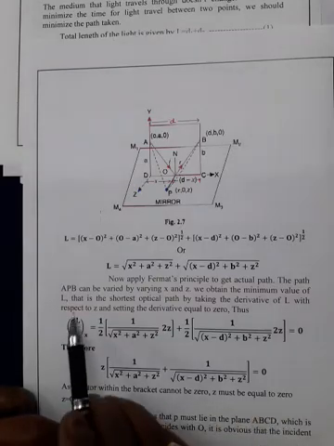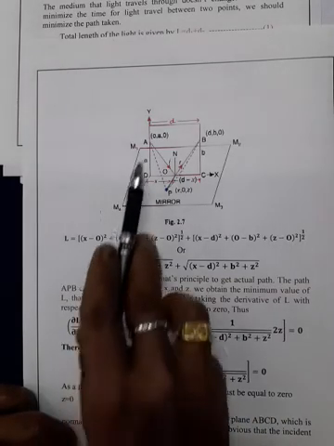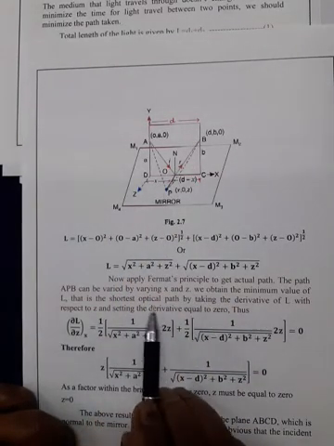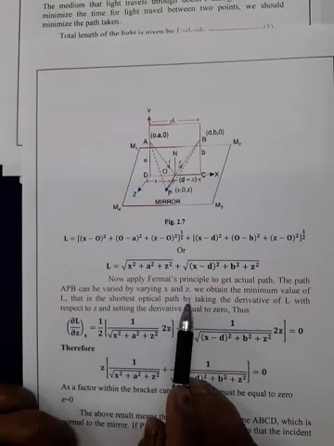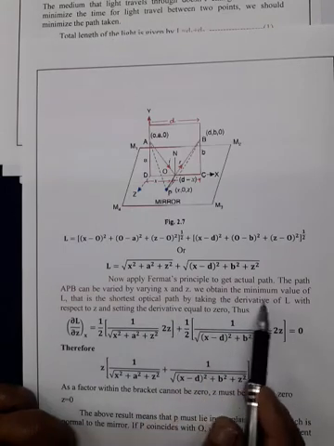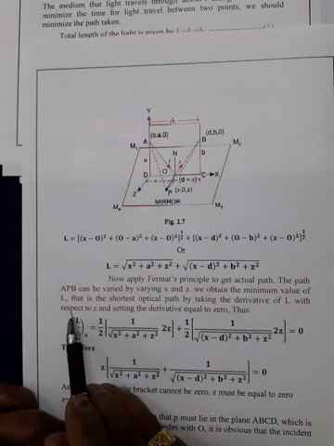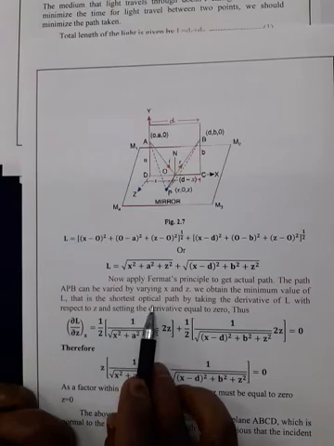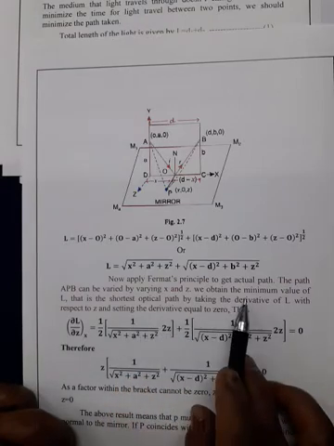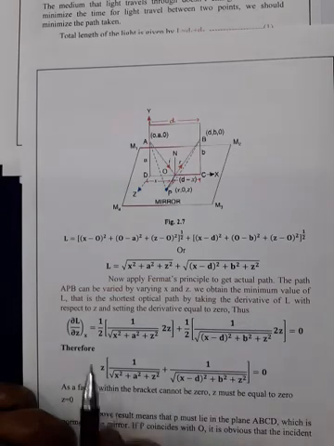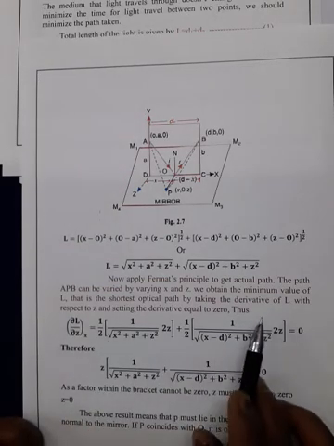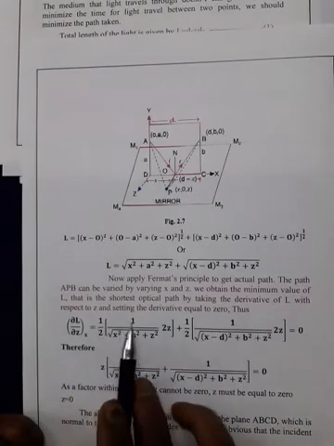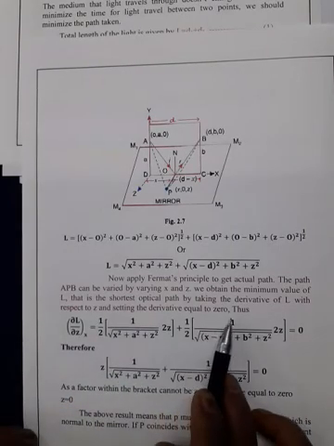The path APB, that is this path APB, can be varied by varying x and z. We obtain the minimum value of length. That is the shortest optical path. To get the shortest optical path out of the actual optical path, we have to find the derivative of L with respect to z and set the derivative equal to 0.